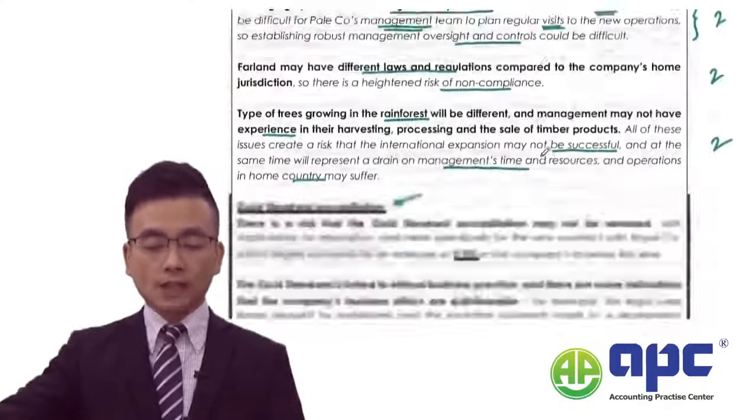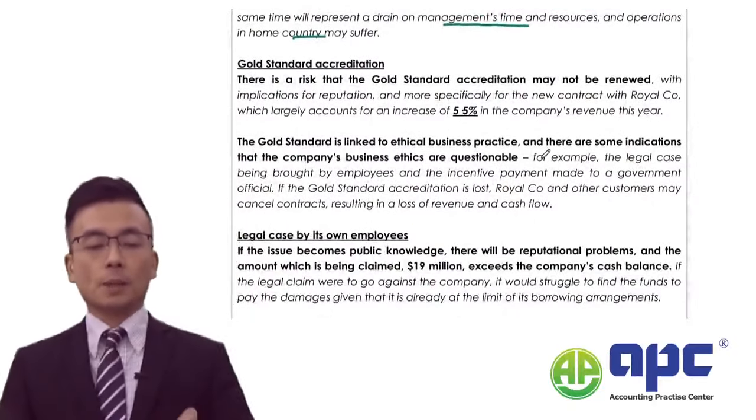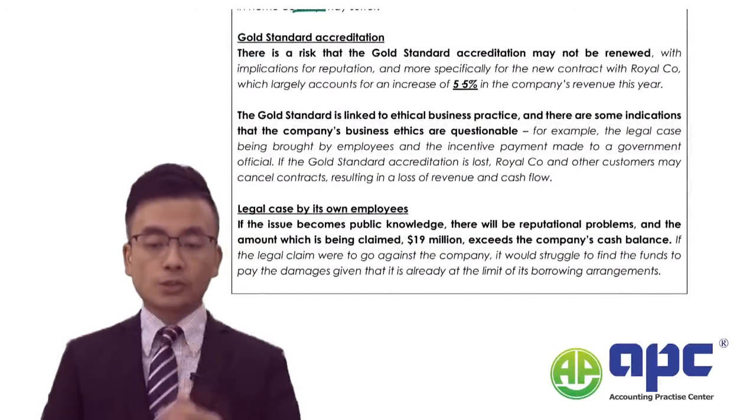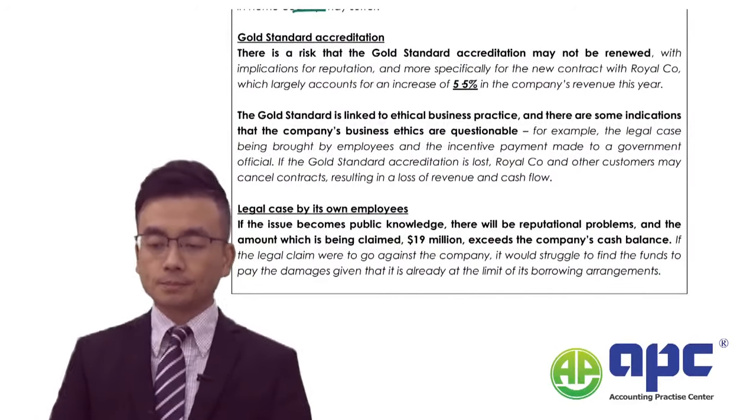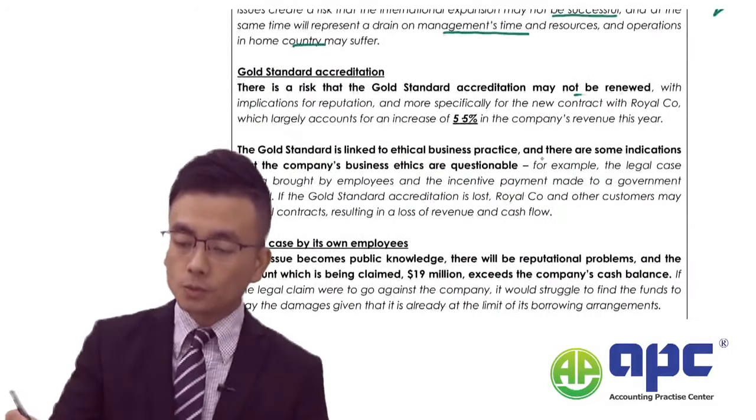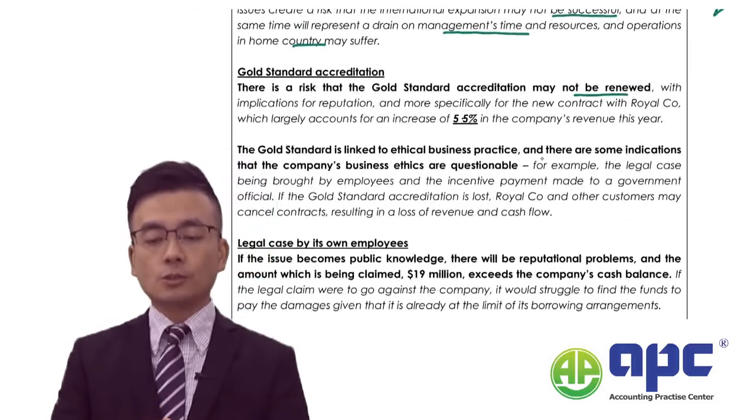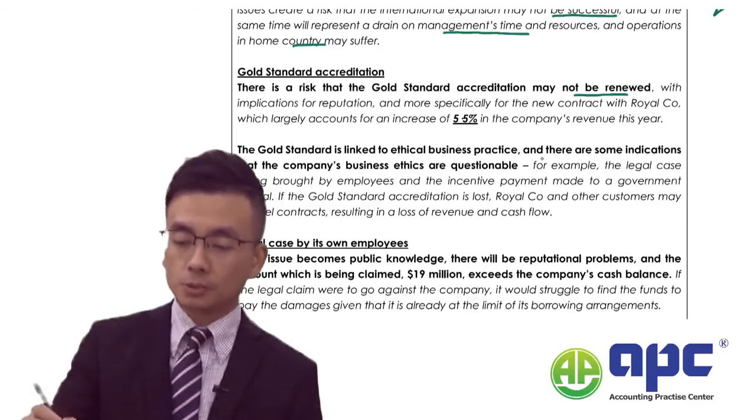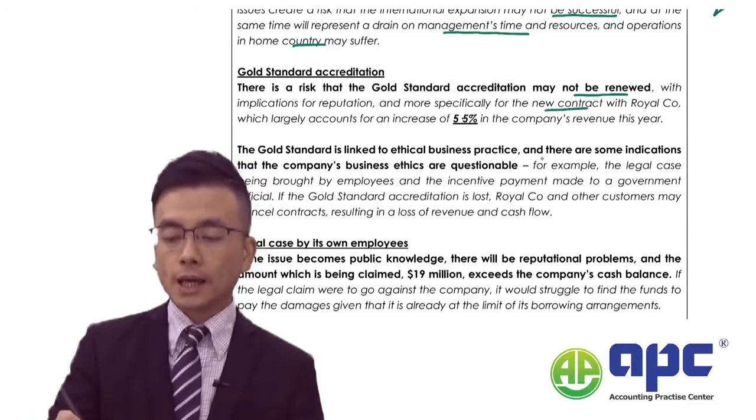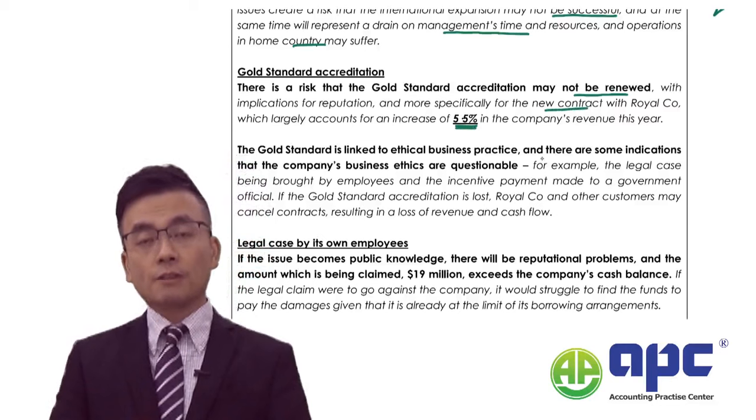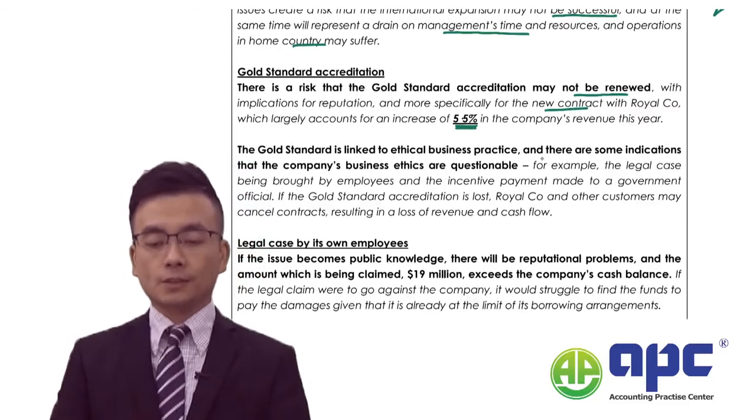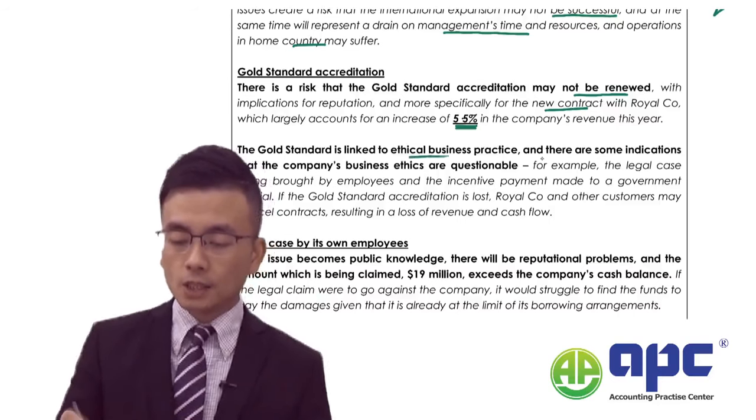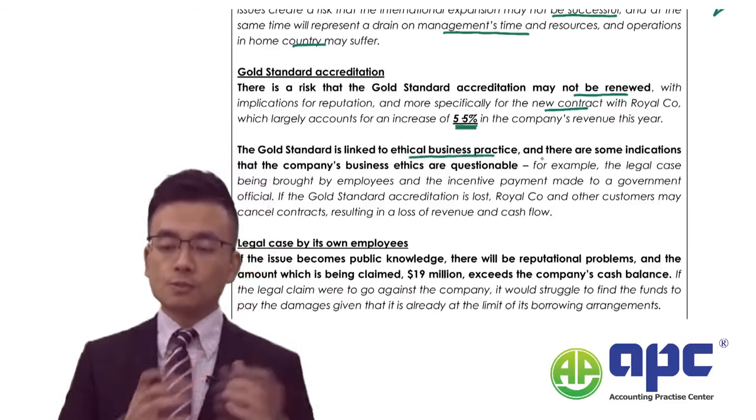So the second heading, I would like to pick up the second one indicated by the examiner, is the gold standard accreditation here. The risk of not being able to be renewed. And therefore, you can talk about the implications here. So, for example, the new contract accounted for lots of revenue this year would be affected. And, of course, linked to ethical practices. If not, that could be withdrawn.